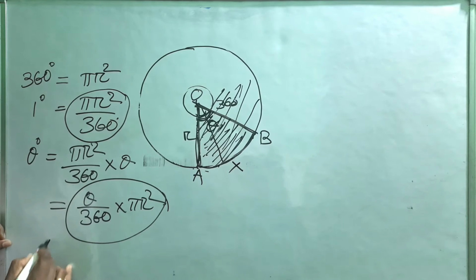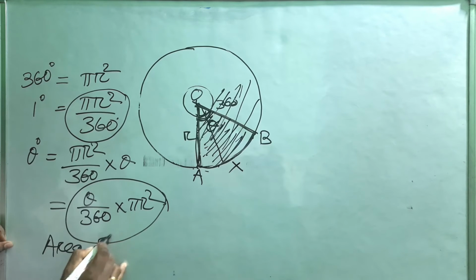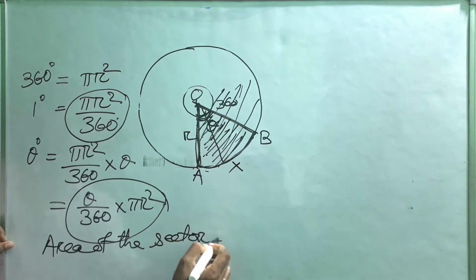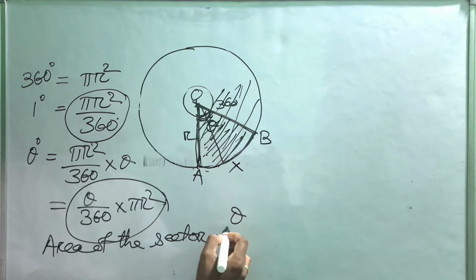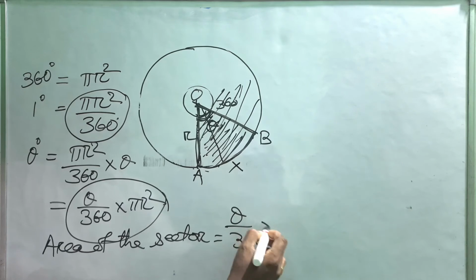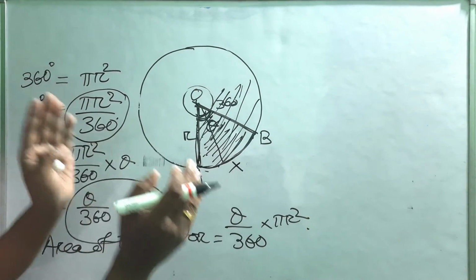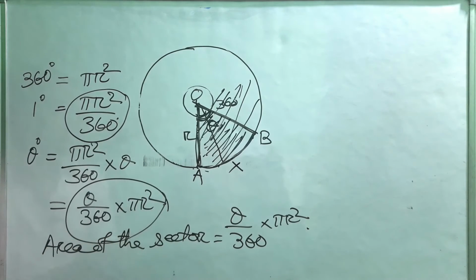So this is the area of the sector OAXB. So the area of the sector is how much? Theta by 360 into pi r square. This is the area of a sector. This is the formula you have to remember.